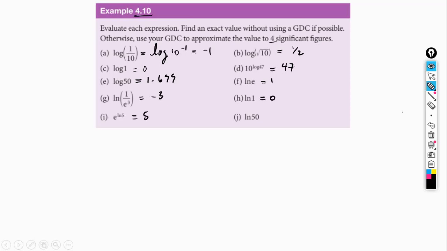And then finally, we have letter j, which we cannot do manually. So we plug natural logarithm of 50 into the calculator and we round it to 4 significant figures. So this is approximately 3.912.